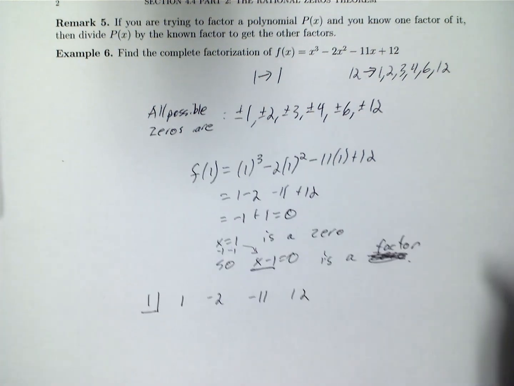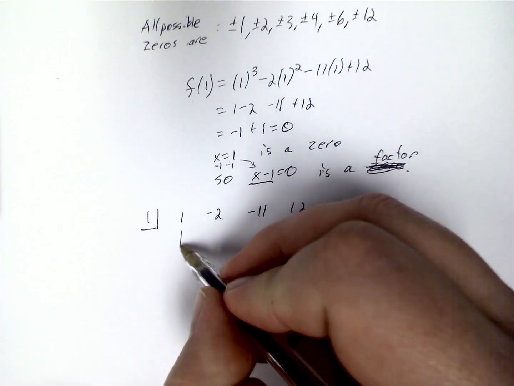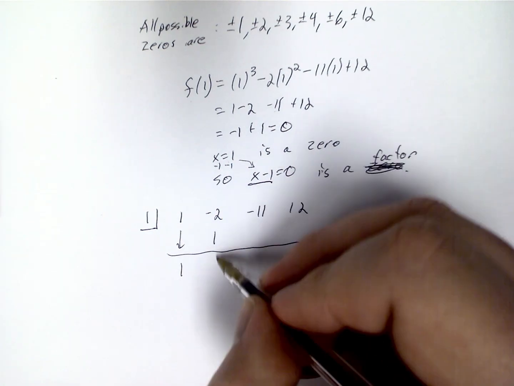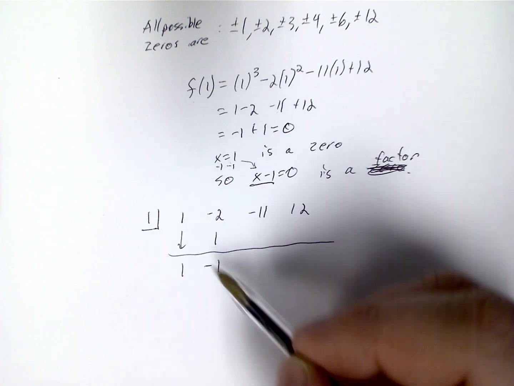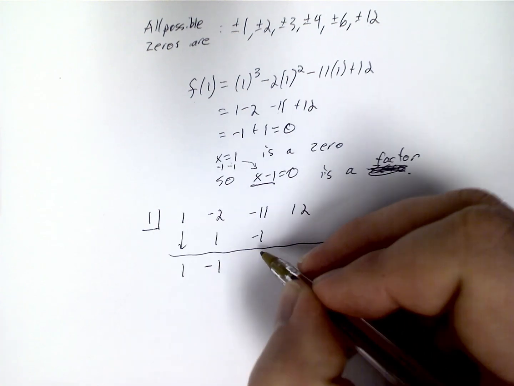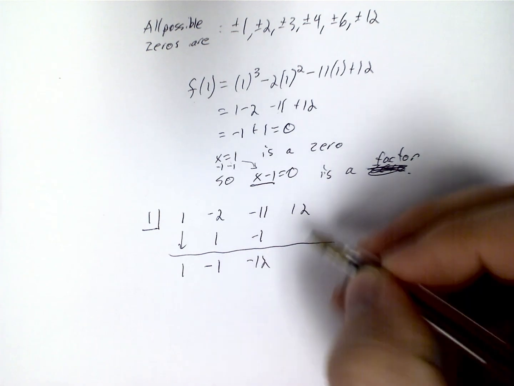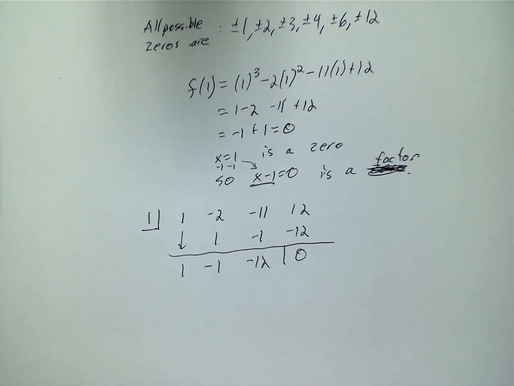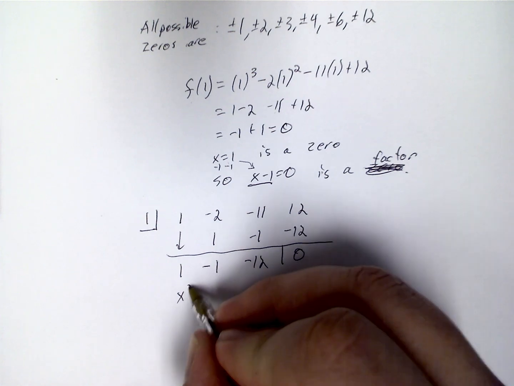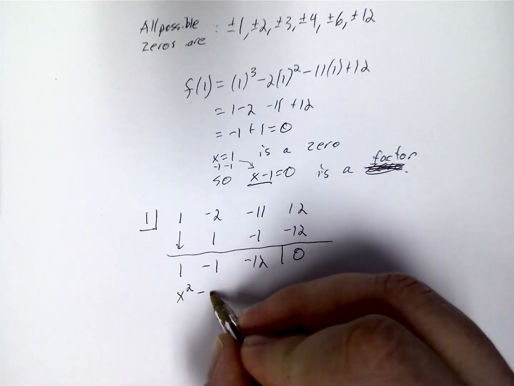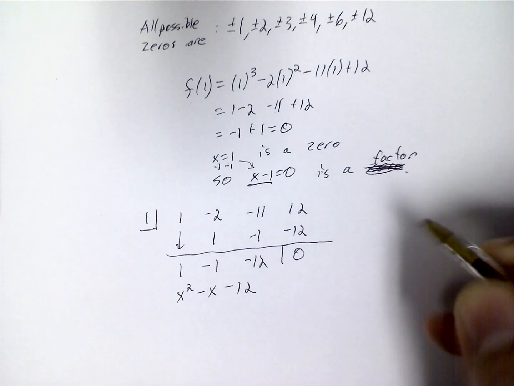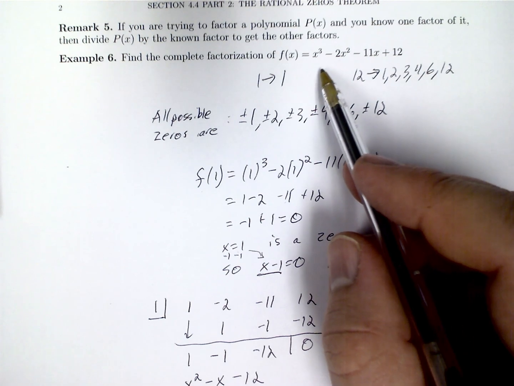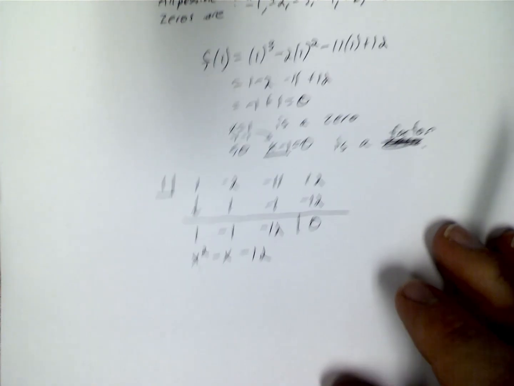How do we do synthetic division? We bring down the first term, multiply, add, multiply, add, multiply, negative 12, add, we get 0. And this polynomial would then be 1x squared minus x minus 12. So it's a polynomial of degree exactly 1 less than what we started with: we started with x cubed, and we got an x squared.